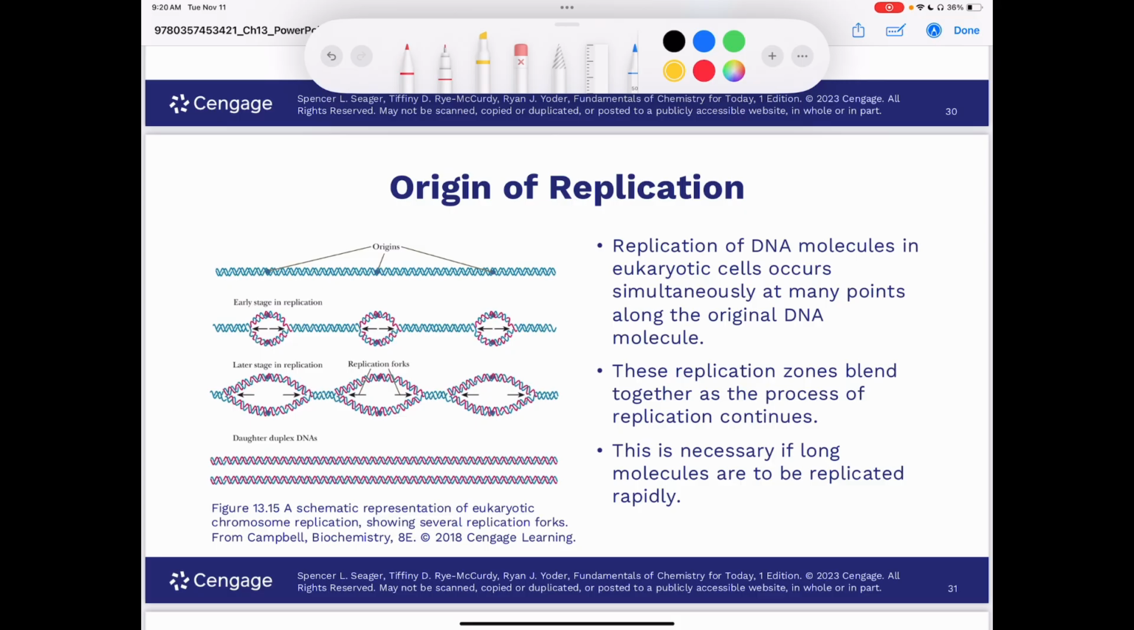Research results indicate the actual replication is accomplished in less than 3 minutes because it takes place simultaneously at more than 6,000 replication forks per DNA molecule. The figure that you see here shows a schematic diagram in which replication is proceeding at several points along the DNA chain.